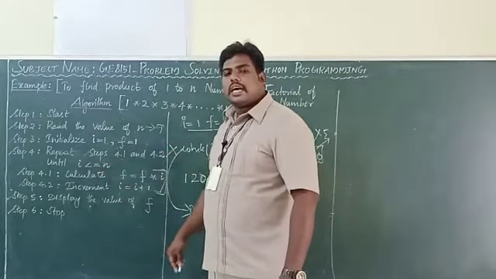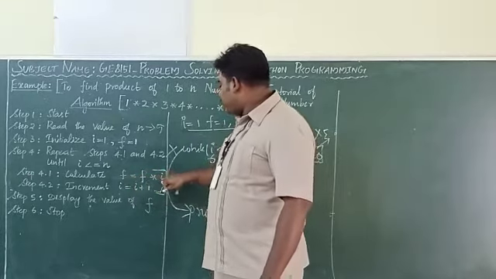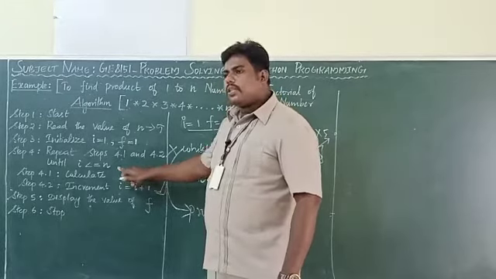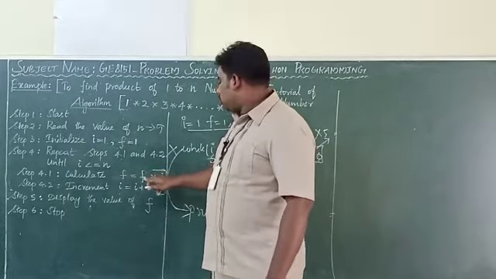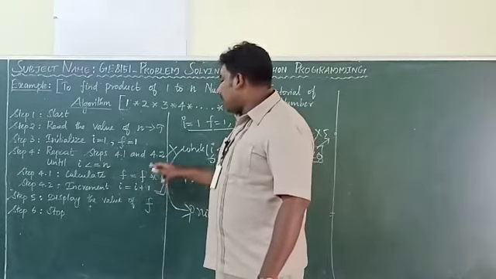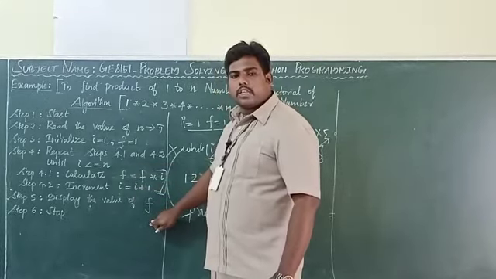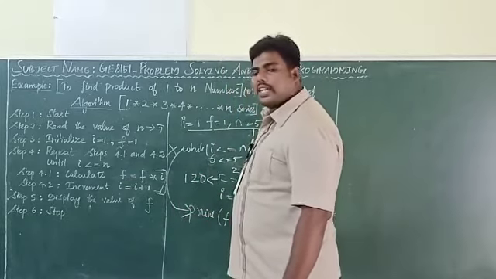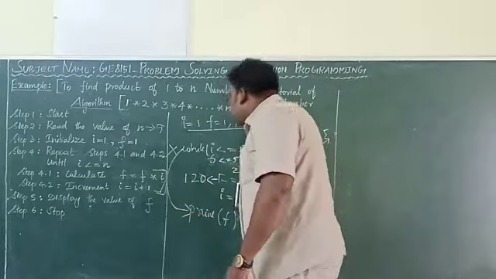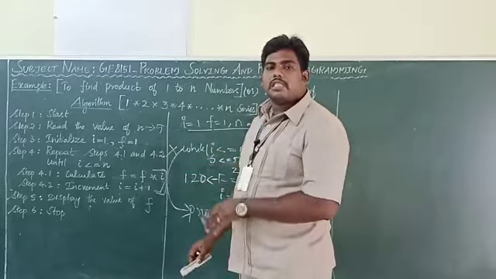i value less than or equal to n. What are the two steps? Here you are calculating f equal to f into i. Initially, the f value is 1. 1 into 1, you will get the answer 1. Then incrementing. Then 2. 2 into 1, 2. Then 3. 3 twos are 6. Like that, you are performing again and again. Whenever the condition is false, it will terminate the loop and it will display your final answer 120. Stop.